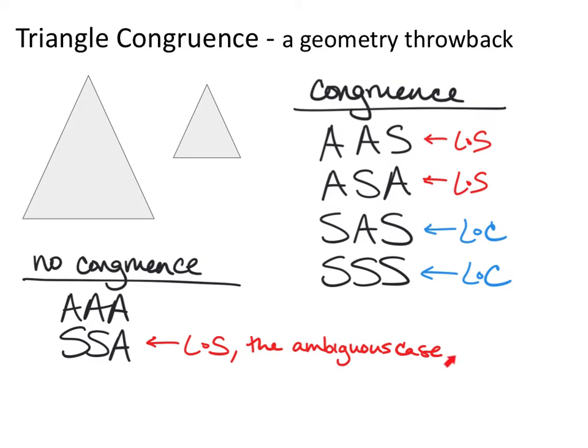However, we may have what's called the ambiguous case, because we may have actually no triangles that can be made from this, or in fact two triangles that can be made from this, and we're just not really sure.